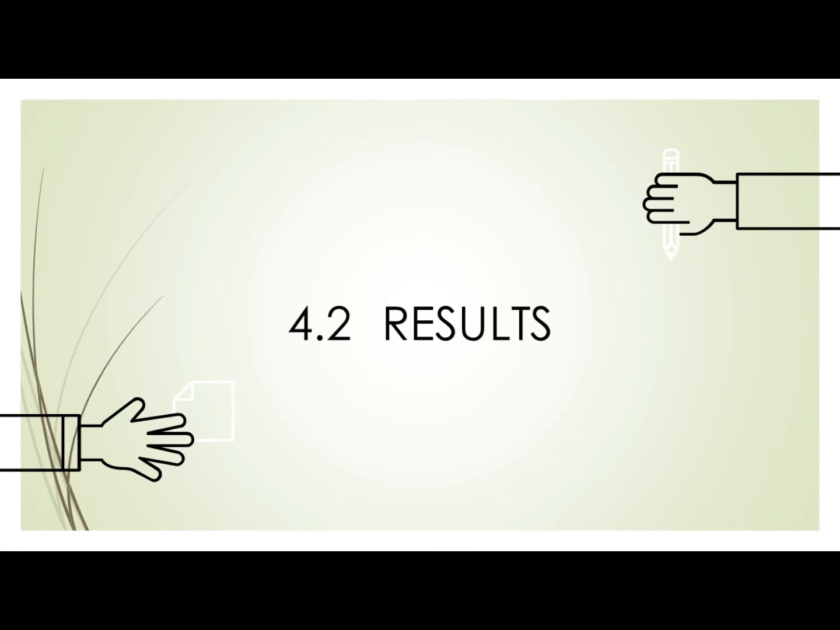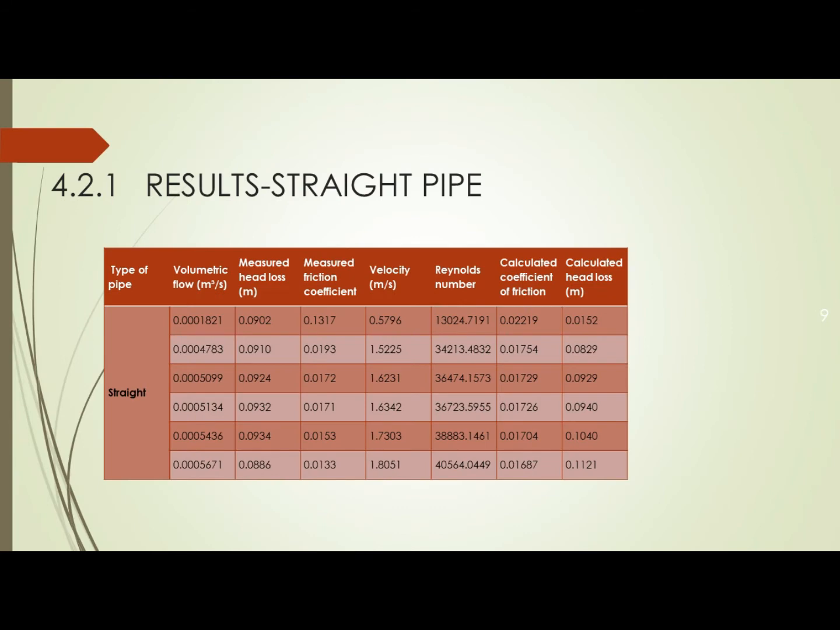Next, we go to the results. Here is the table for the straight pipe. In the table, we have the volumetric flow and also the measured head loss. This data is already given in the experiment by using the equipment setup. So we just have to find the measured friction coefficient, velocity and Reynolds number, and also the calculated friction coefficient as well as the calculated head loss by using the formulas.